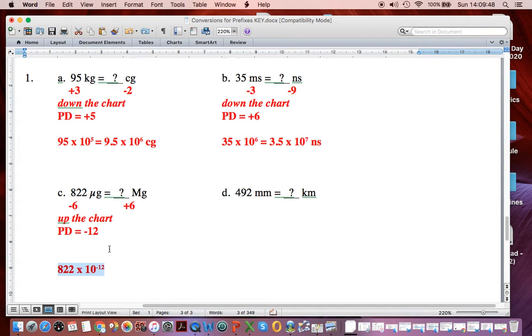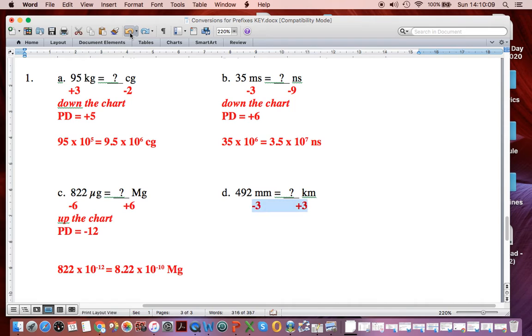So now we write it out. 822 times 10 to the -12. The -12 went there. The 822 just went there. We have to shrink this by a factor of 100, so this goes up by a factor of 100. So for C, 822 divided by 100 gets us there. 10 to the -12 times 100 gets us to 10 to the -10, and they are equivalent.